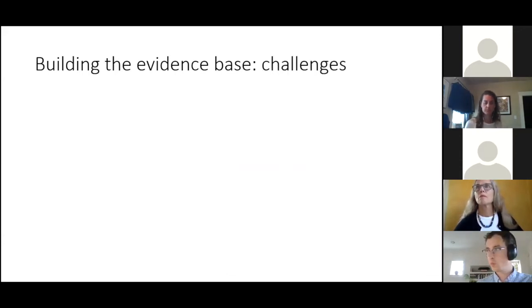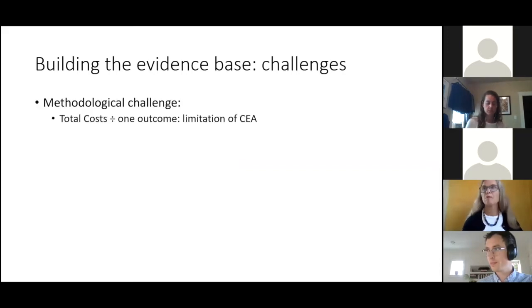There are some challenges in building the evidence base. First is a methodological challenge that's really a limitation of cost effectiveness analysis in general, which is that you divide your total cost by just one outcome at a time. And so that means that this outcome should really be strategically chosen, or be one that you feel best reflects the performance of your program.